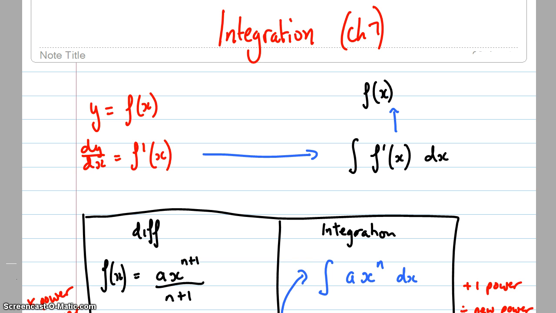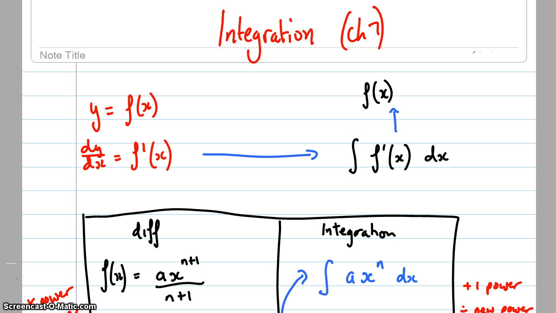Now this integration is sort of the reverse of differentiation. Sometimes we call it anti-differentiation as well. And I guess if you've got a good understanding of differentiation, then if you can just see it in reverse, it should be okay for you.